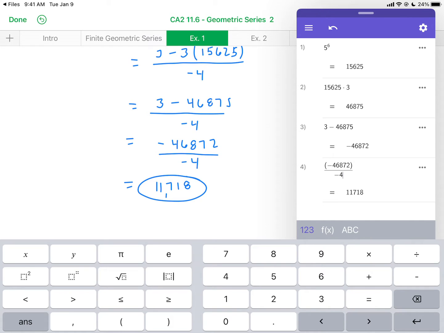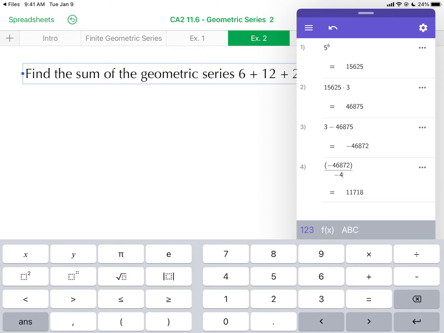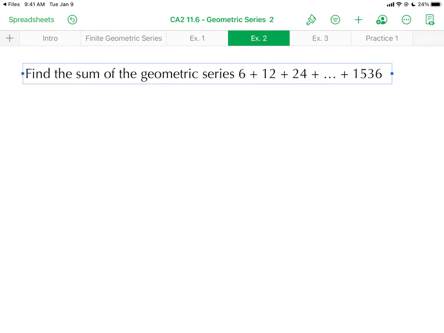I think we're just adding 6 numbers together, and that sum is pretty large, right? That's because you have a pretty large common ratio here. All right, any questions on that example? Okay, second example. Get that out of the way.